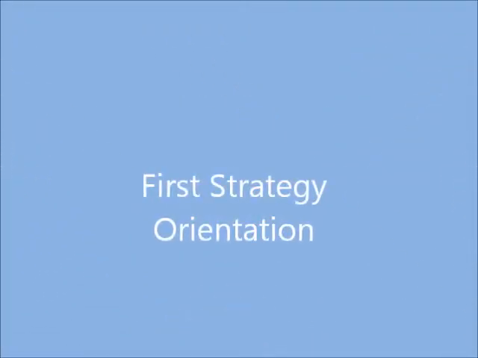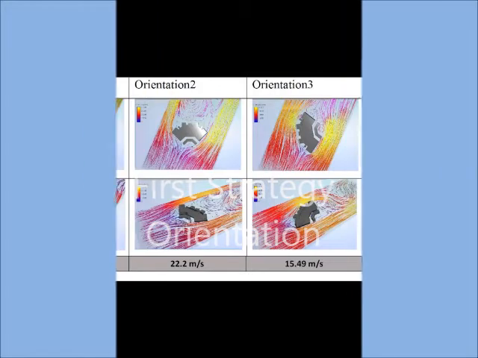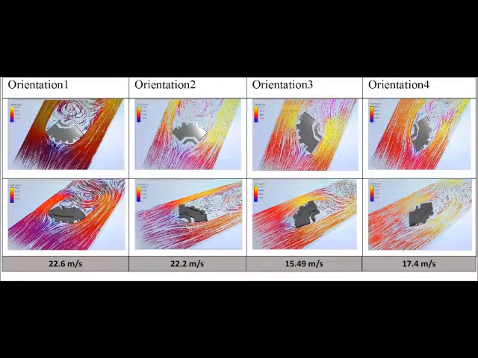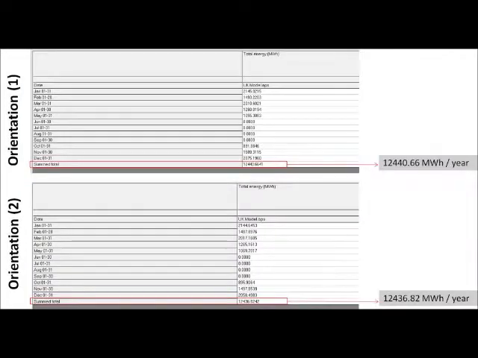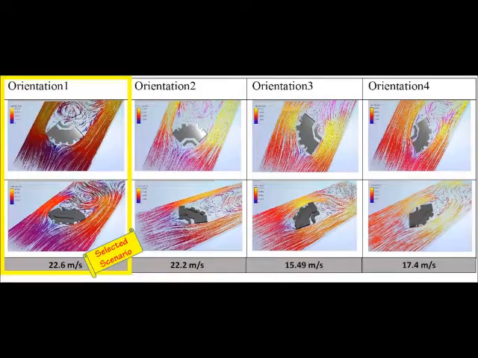The first strategy is changing the building orientation. The wind direction in the UK is southwest. The Flow Design software was used to get the best building orientation in 4 scenarios. The energy consumption of the first best scenario was 12,440 megawatt hours. The second best scenario was 12,436 megawatt hours. The first option was selected as the best scenario.